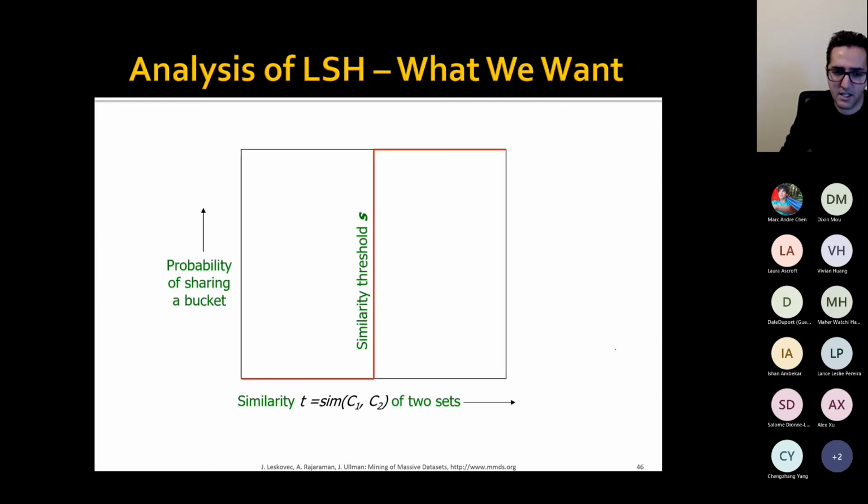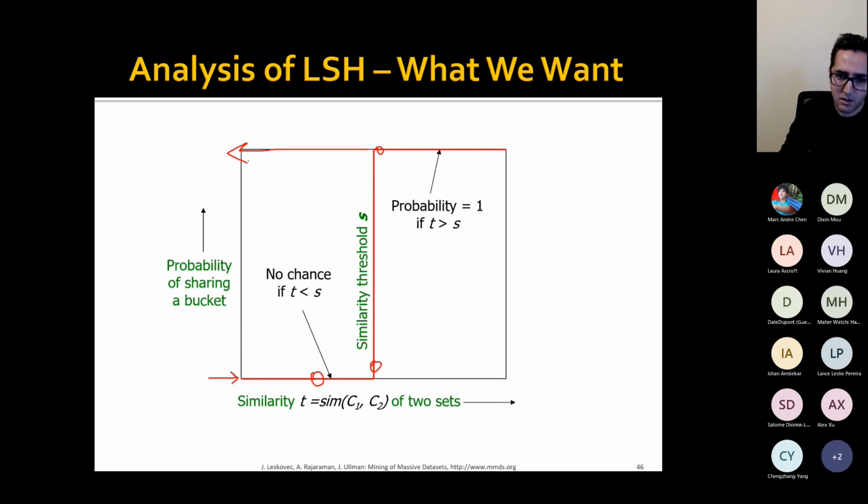So this is the ideal plot for similarity versus probability of sharing a bucket. So it says if this is the threshold, right? If the similarity is lower than the threshold, there should be 0 probability that they share a common bucket, right? And as soon as we pass the threshold, they should share a bucket with 100% chance. This is the ideal case, right? You can never achieve this, but this is a reference for us to see where we are, okay?